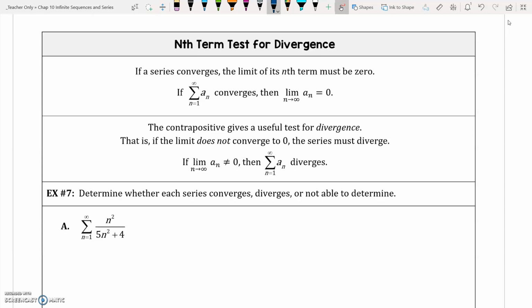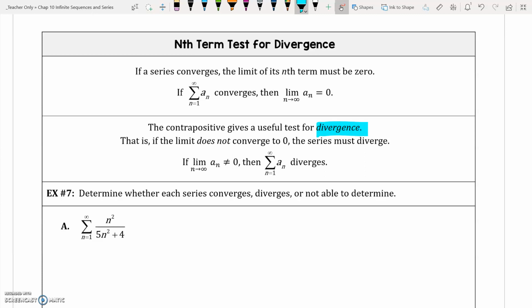So the contrapositive gives a useful test, and this is the important point here, for divergence. That is to say that if the limit does not converge to 0, the series must diverge. And we're going to use that in the future for other tests. So if the limit as n approaches infinity of a sub n does not equal 0, then we can say for sure that the series, the summation of a sub n from n equals 1 to infinity, diverges.